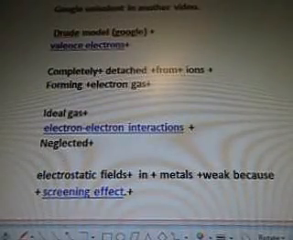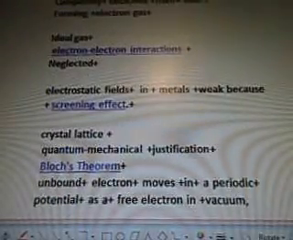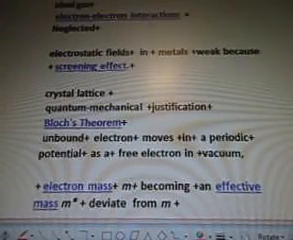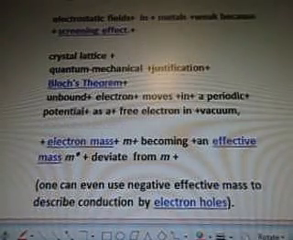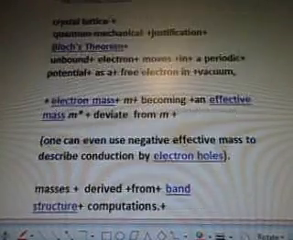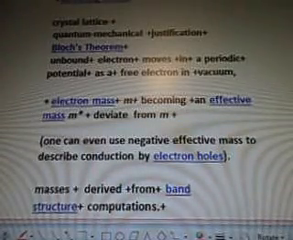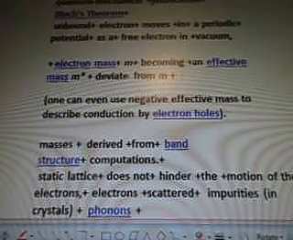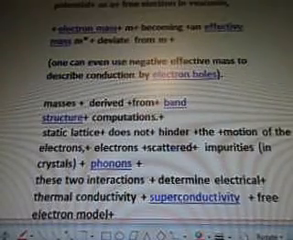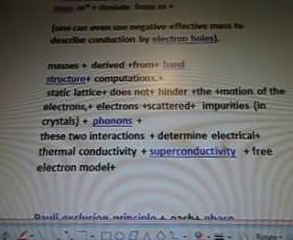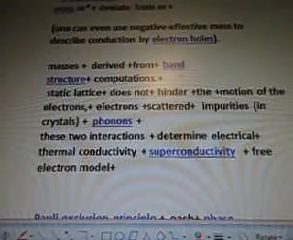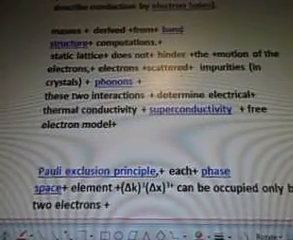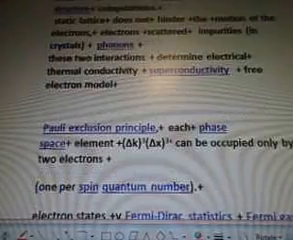Ideal gas, electron-electron interactions neglected. Electrostatic fields in metals weak because of screening effect. Crystal lattice, quantum mechanical justification, Bloch's theorem. Unbound electron moves in a periodic potential as a free electron in a vacuum. Electron mass m becoming an effective mass m*, deviate from m. One can even use negative effective mass to describe conduction by electron holes. Masses derived from band structure computations, static lattice does not hinder the motion of electrons, scattered by impurities and crystals, phonons. These two interactions determine electrical and thermal conductivity, superconductivity, free electron model.